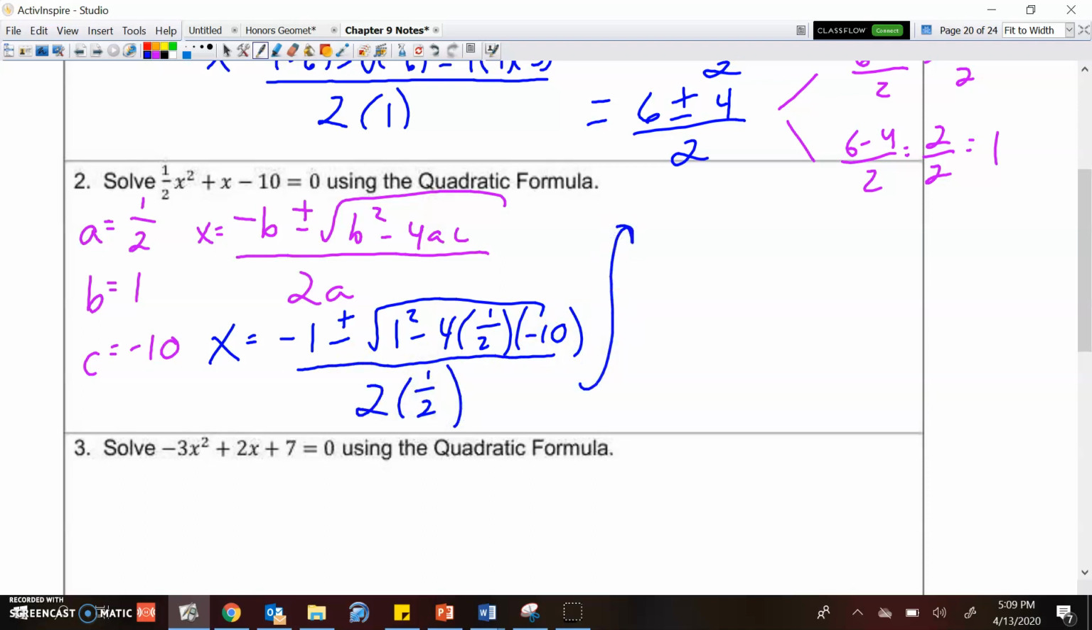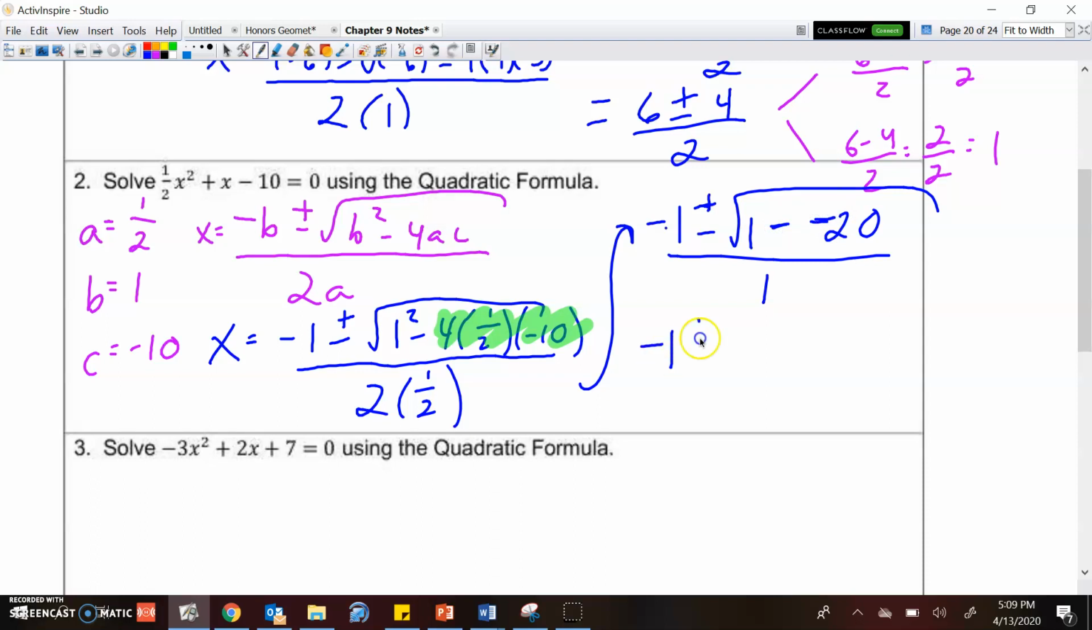Okay, so simplifying a little bit, -1 plus or minus the square root of 1 squared, which is 1. Now, 4 times 1/2 times -10. So let's multiply those together. 4 times 1/2 is 2. 2 times -10 is -20. All righty. And then my denominator, 2 times 1/2 is 1. Okay? All right, so -20 is going to make this, underneath my radical, +21 over 1.